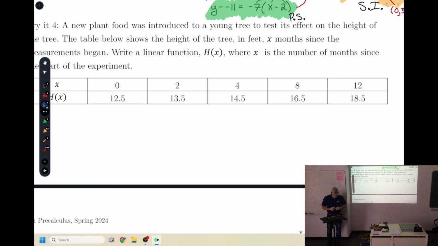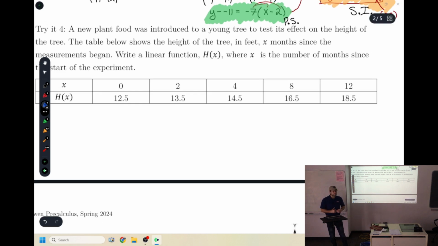What do we think? X1. Pick any number for X1. That's a great idea. Makes our subtraction way better. X1. X2. Sure. Y1. Y2.